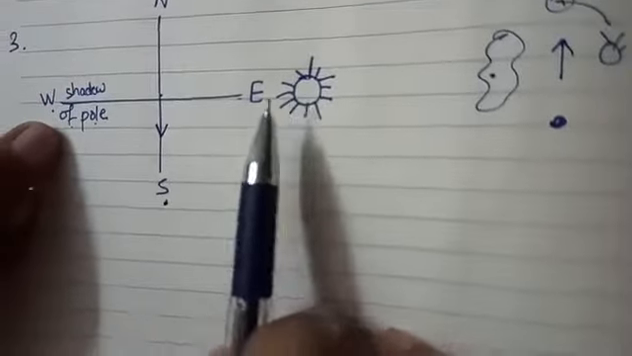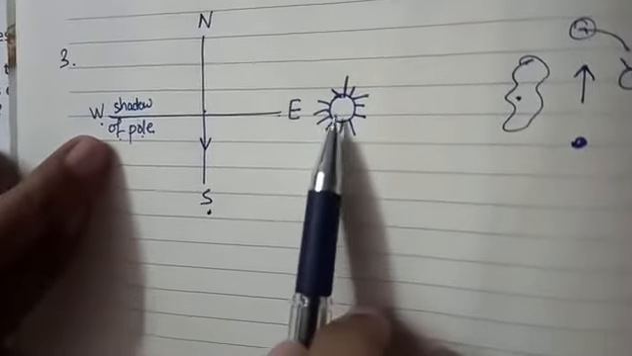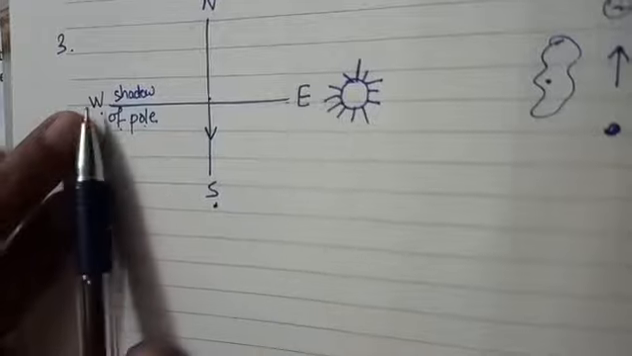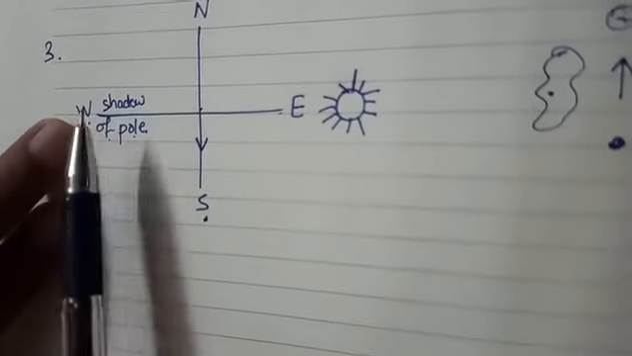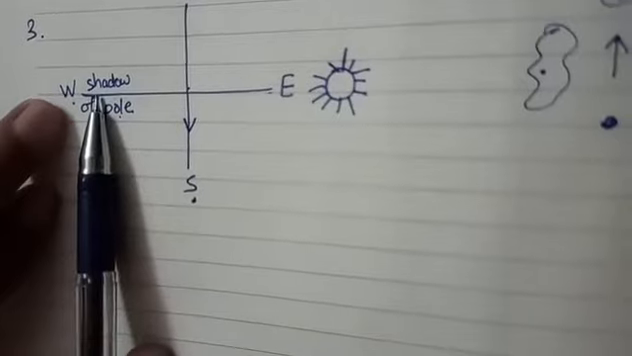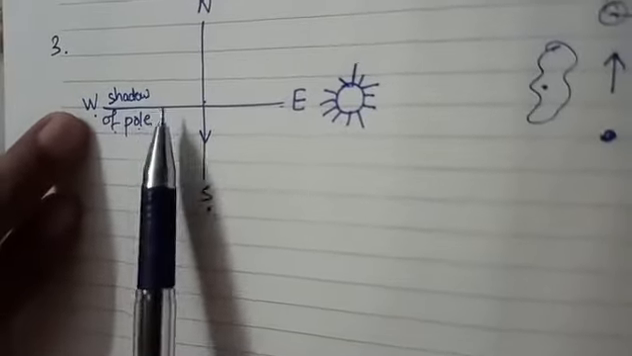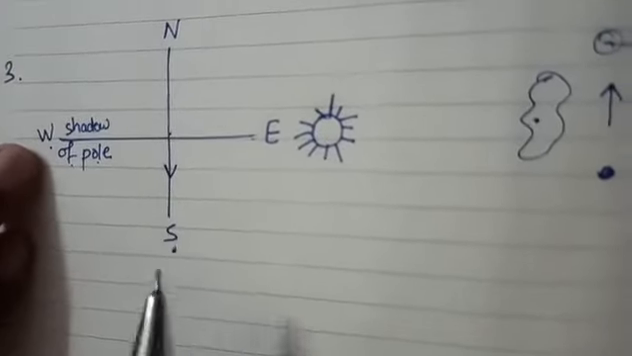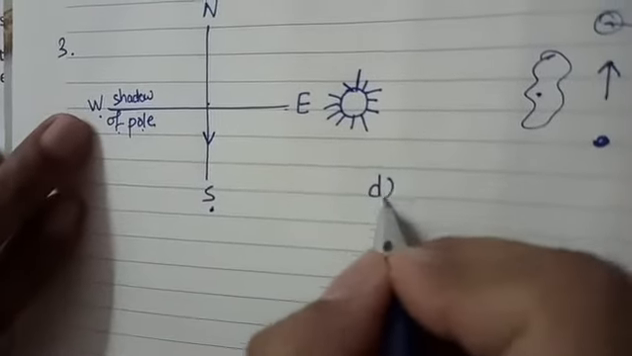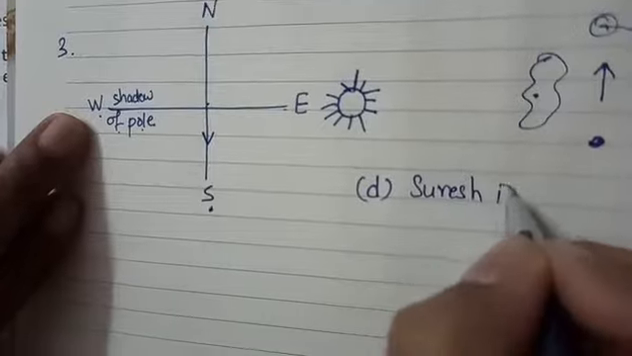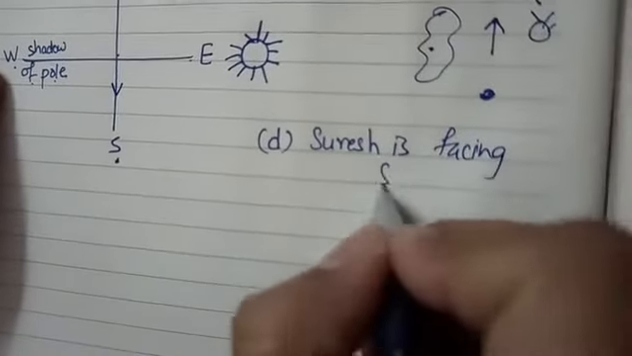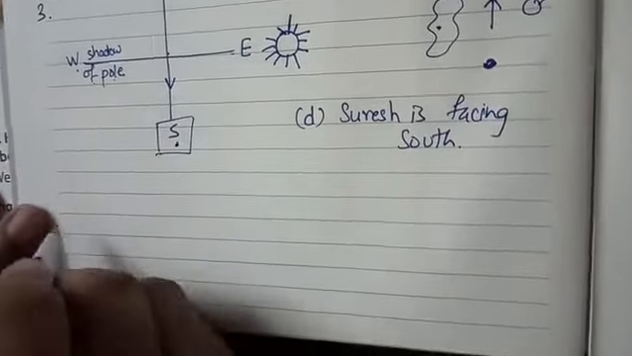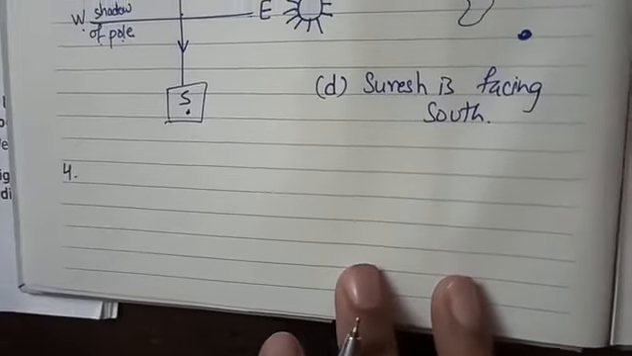This is the sun in the east direction, and because the sun is here, we will have the shadow of the pole in the west, that is opposite to the sun. Now the question says that this shadow is on the right hand side of Suresh. That means, how can the right hand side be here if Suresh is standing here? That means Suresh is facing this side. Suresh is facing south, that is D part. So he is facing south direction, right? For these problems, you need to read the question very carefully.